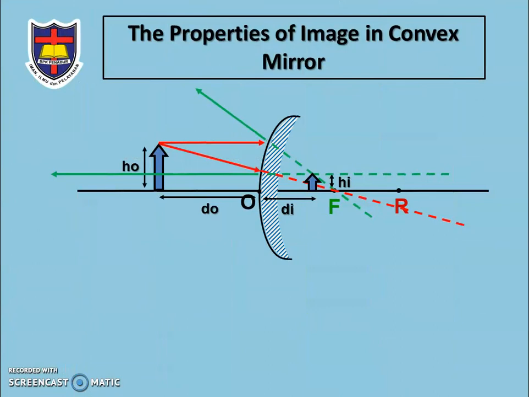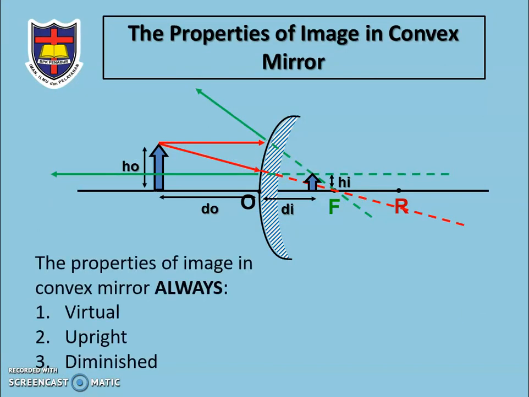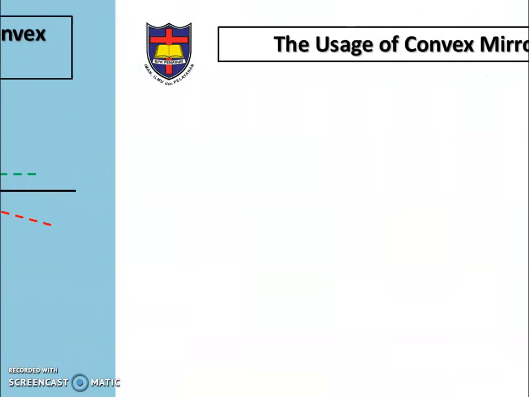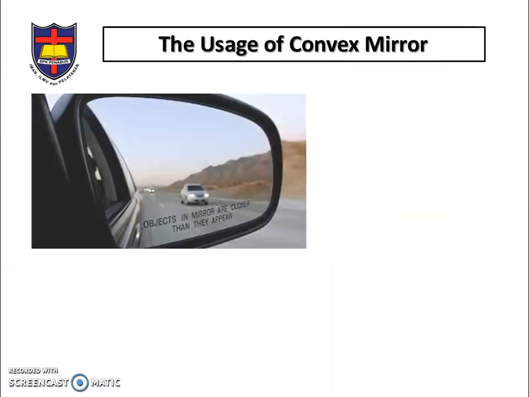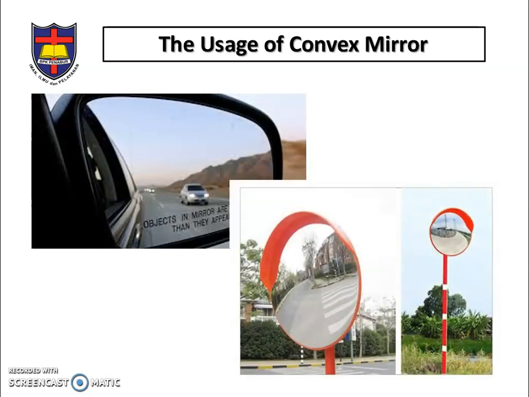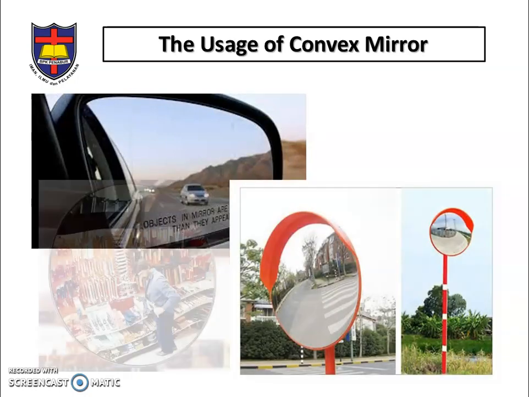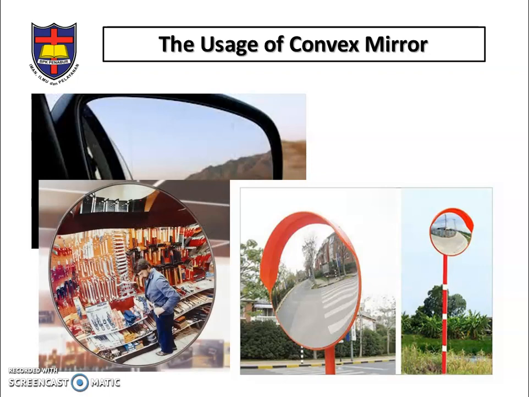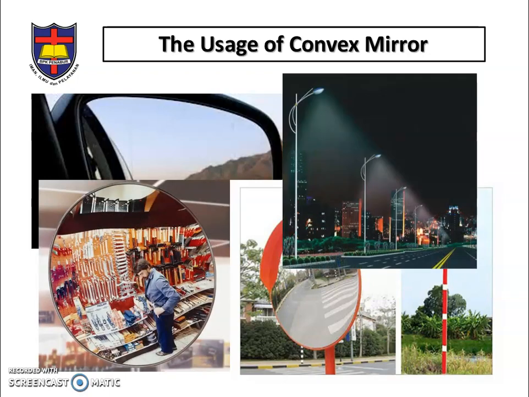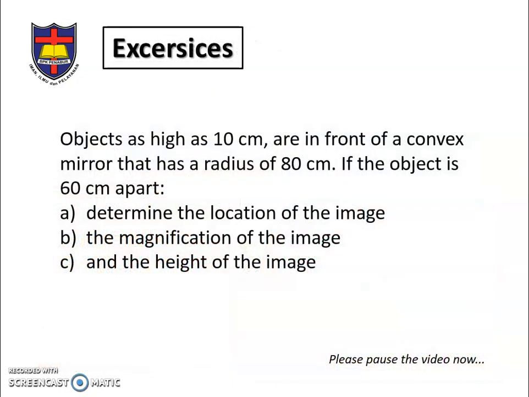The properties of the image formed in a convex mirror are always a virtual image, an upright image, and a diminished image. The usage of convex mirrors you can find in car mirrors, traffic mirrors, blind spot mirrors in supermarkets, and lamp reflectors. Let's try to do this exercise.